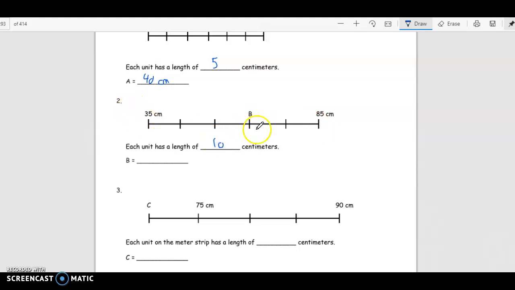And B is right here. So 35, 45, 55, 65. 65 centimeters.